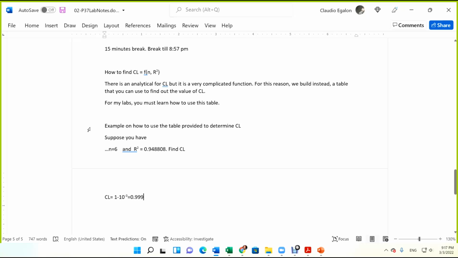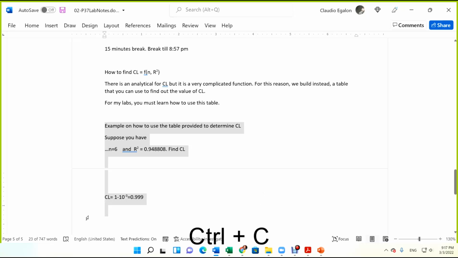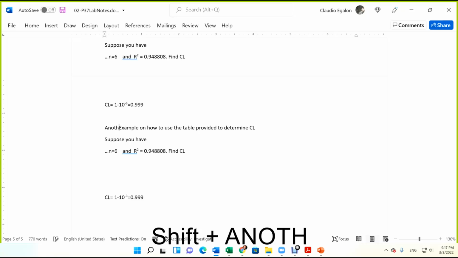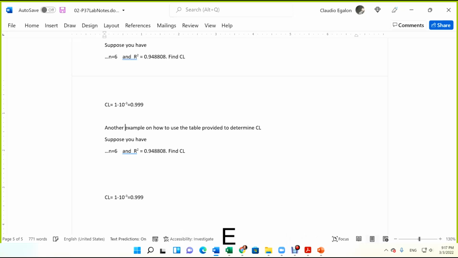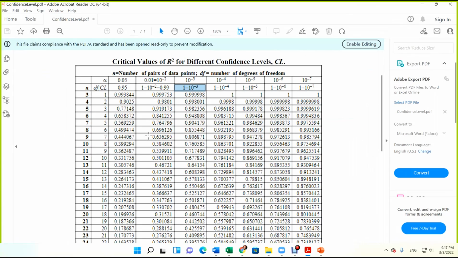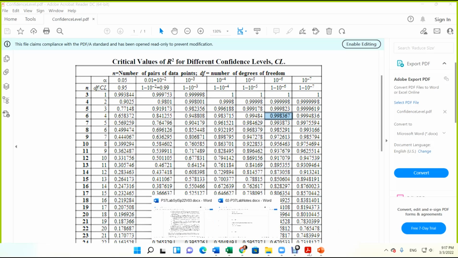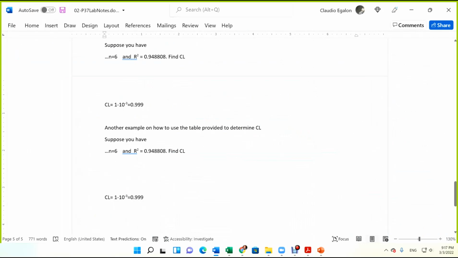Another example. n equal to 6, and now my r squared is going to be different. Let's say r squared is going to be something like that: 0.99837. Find CL. Okay, just like before.